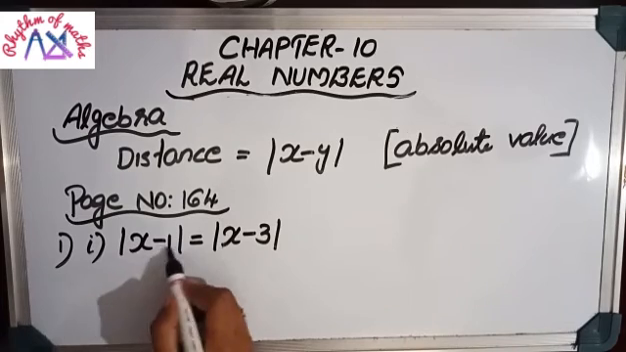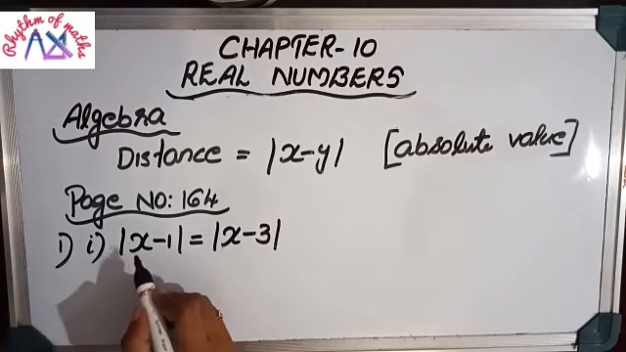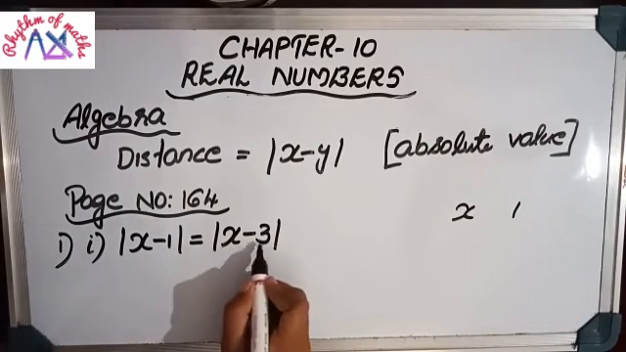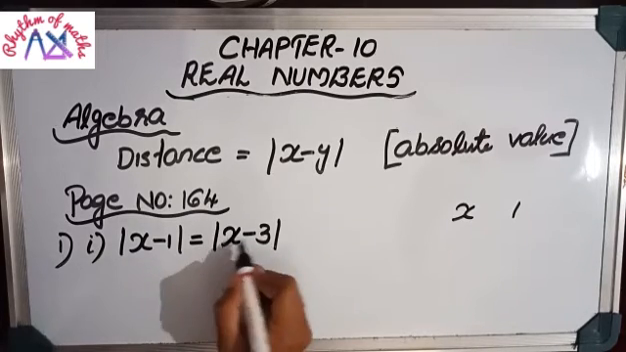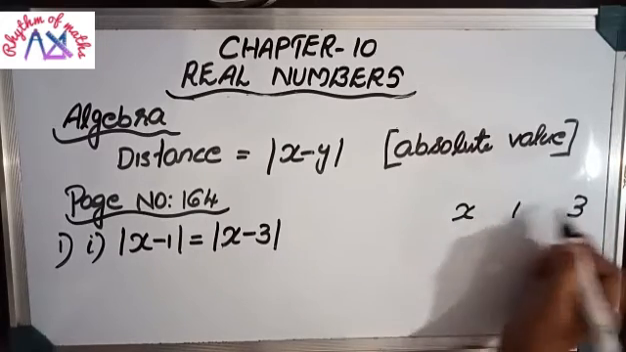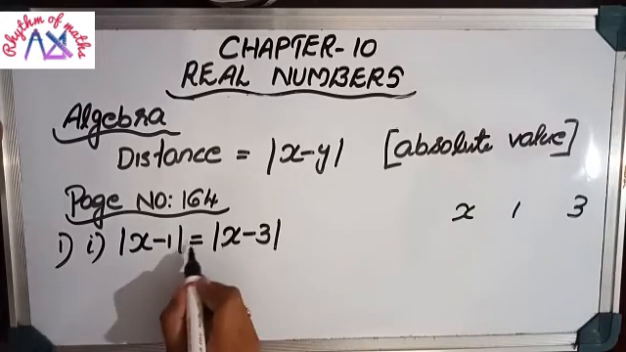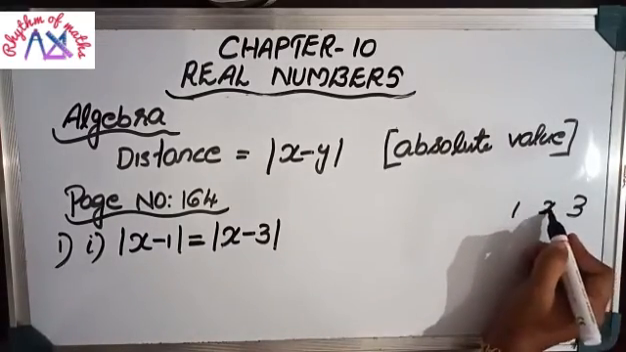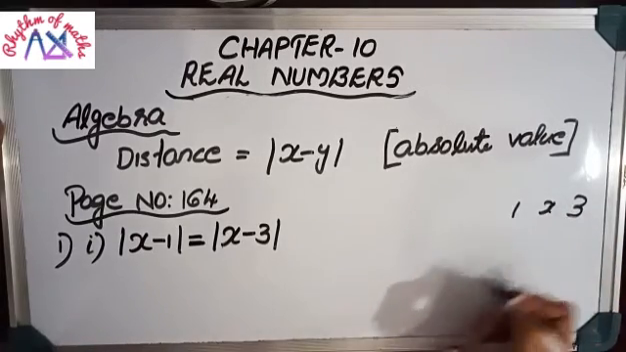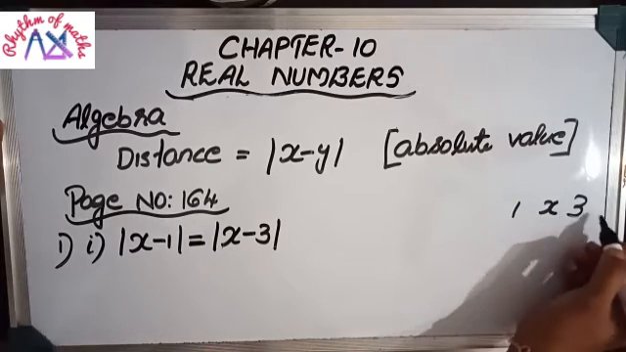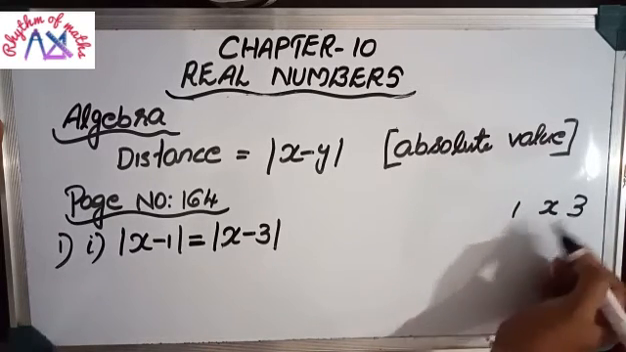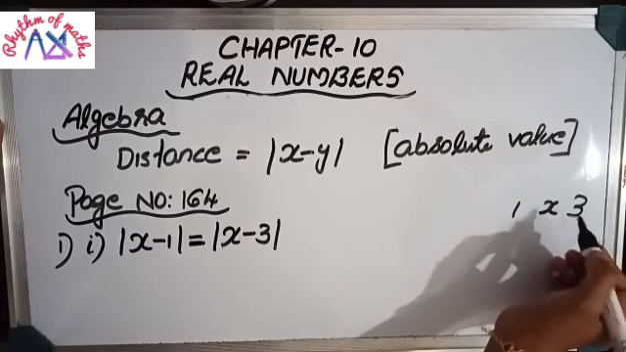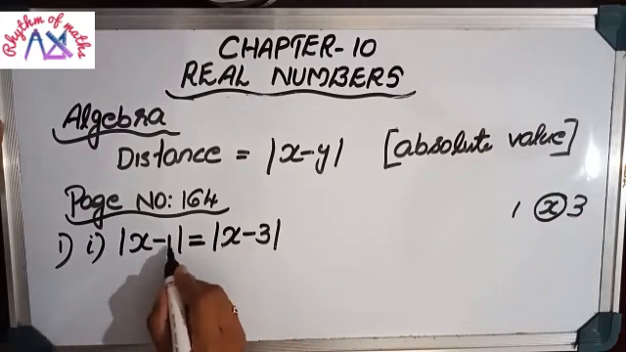So similarly here, modulus of x minus 1 means the distance between x and 1. Similarly, this one means the distance between x and 3. The distance between x and 3 and the distance between x and 1 is the same. Equal means it is the same. That means this x will be where? From x towards 1 and towards 3, the distance must be the same. That means the position of x will be the midpoint of 1 and 3. Then only both distances will be the same.